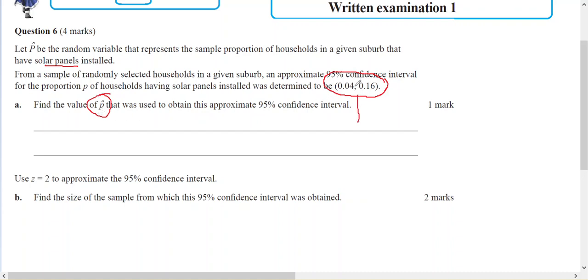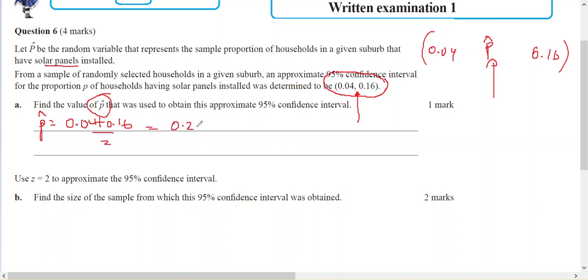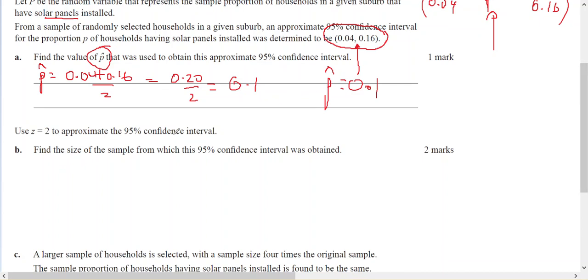Well, p hat will be dead middle, because what we're saying about the 95% confidence interval is that we range from 0.04 all the way up to 0.16, and dead middle should be p hat. So p hat equals (0.04 + 0.16) / 2, which is 0.2 / 2, which is 0.1. P hat equals 0.1.